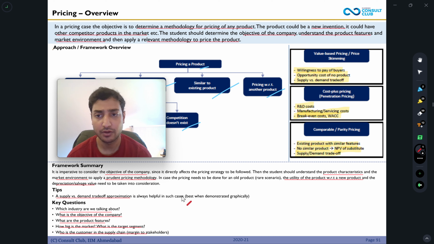The theory is pretty straightforward. It will be fun to see how these logics are applied in a real world case study interview, which I'll be uploading in the upcoming days.